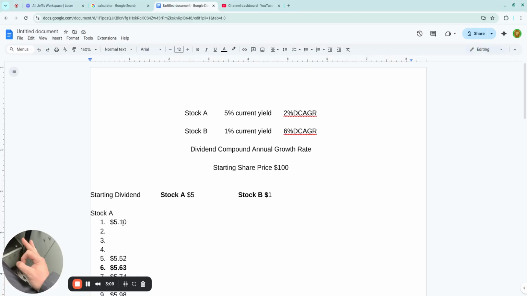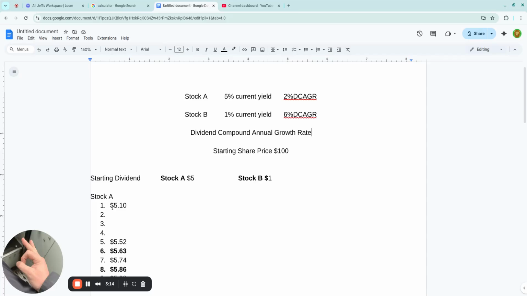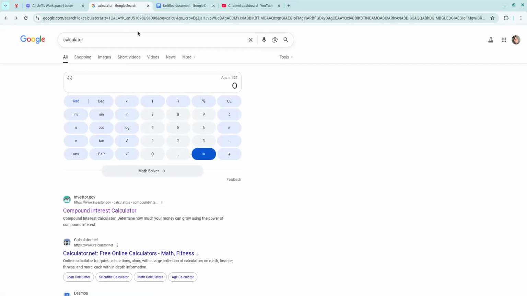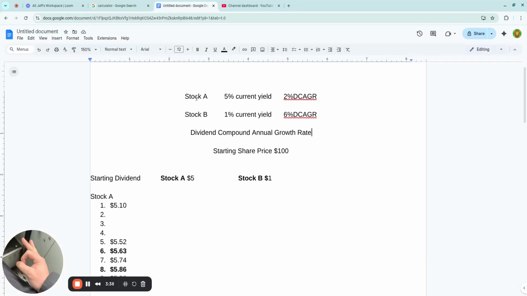after 1 year, right down here. As you can see, in the second year, you would receive $5.10 from stock A. So how do we get that number? How do we know that's happening? It's very simple. Take the current yield times, let me go to the calculator. So $100 per share, it's paying you $5. Very simple math. First year, $5.